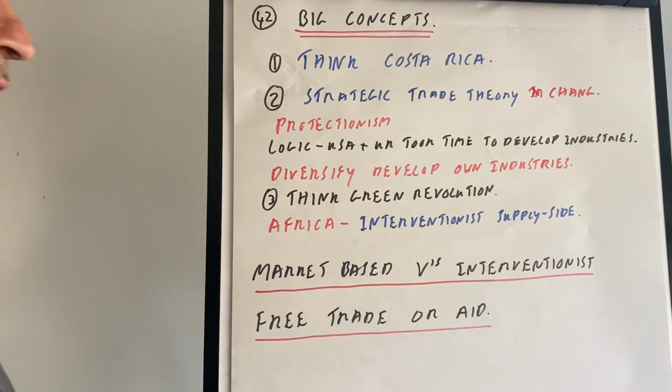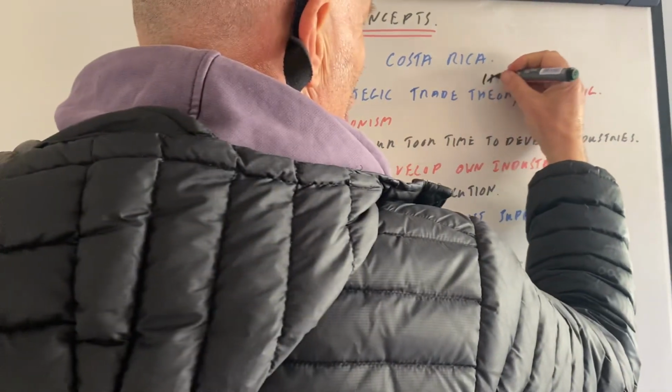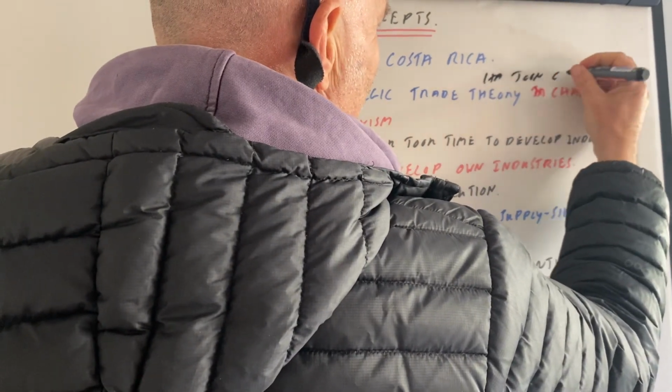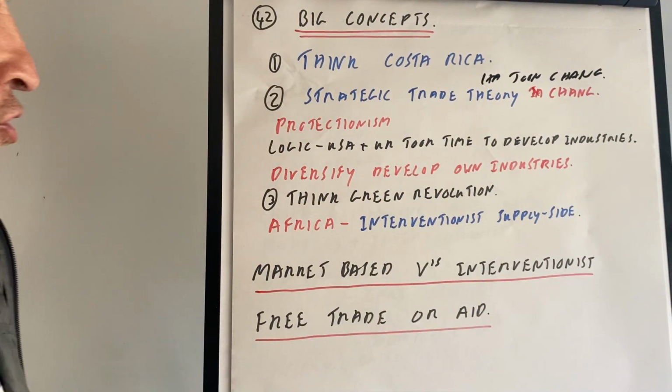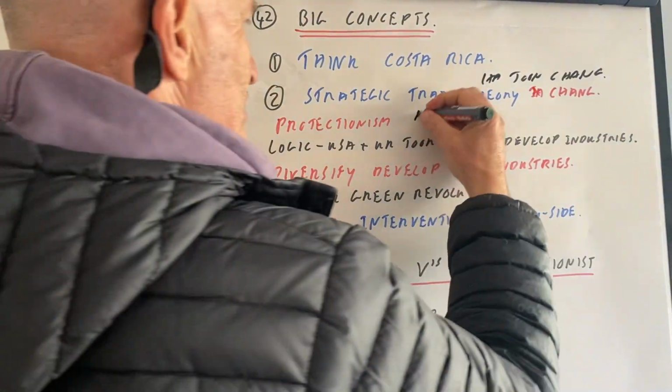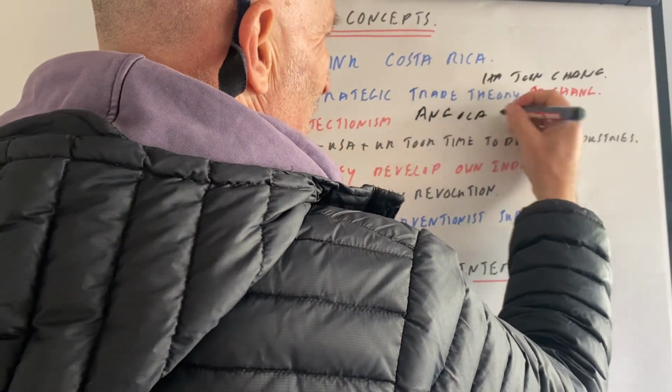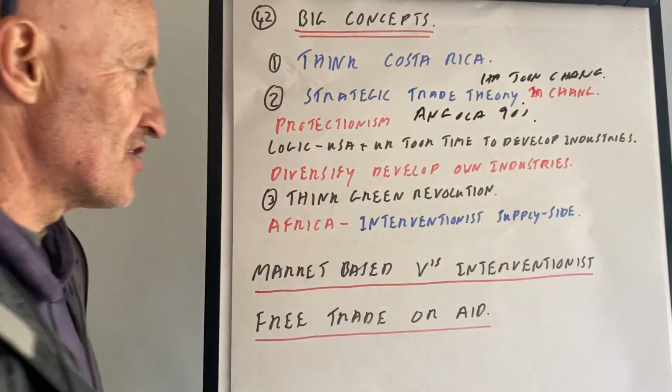Strategic trade theory. Ha-Joon Chang. Right, Ha-Joon Chang. Remember that they should protect their industry so that they could develop and diversify their economies. Remember, Angola gets 90% of its revenue from oil. It needs to diversify into different sectors.